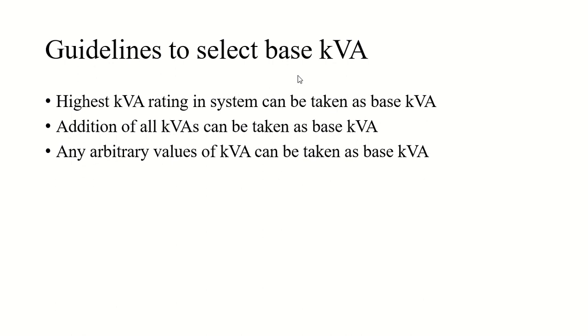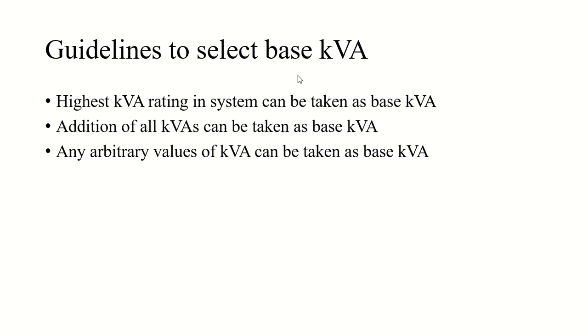We have already seen how we calculate the per unit voltage. kV is kilovolt, so it is nothing but voltage, and we've already seen how we take voltage. So now let's see how we select the base kVA. It is pretty much similar to how we select the base voltage. We use the same formula or method to select the base kVA. First, if you have a system, you can take the highest rated machine or highest rating of kVA in the system as your base kVA.